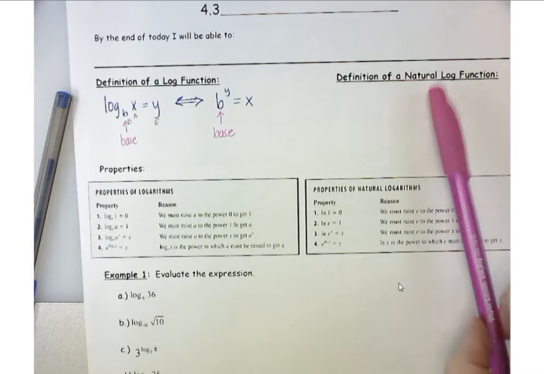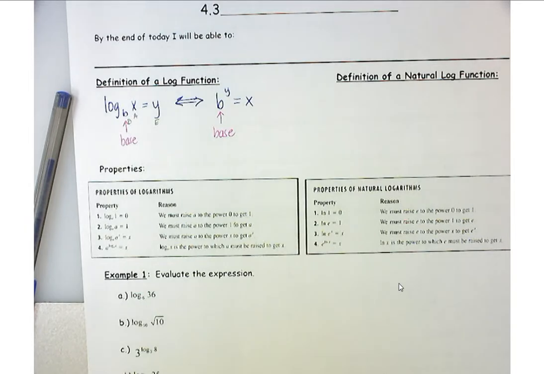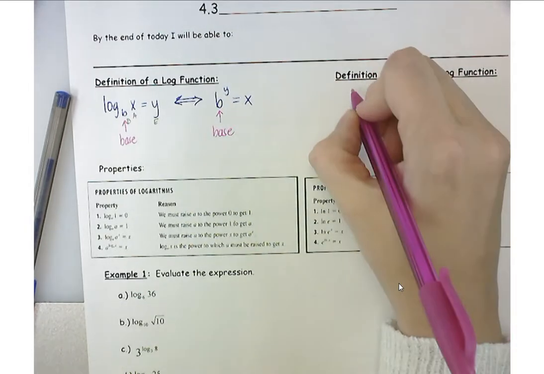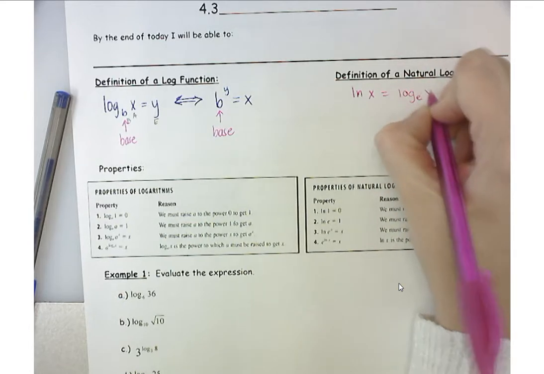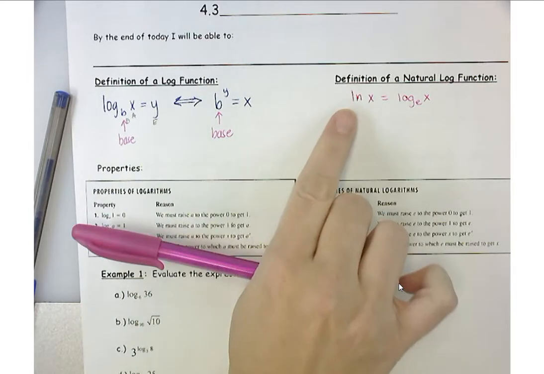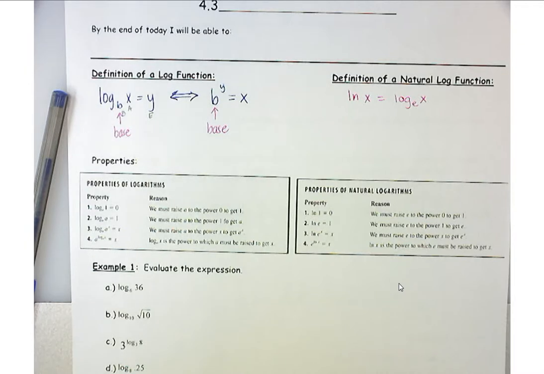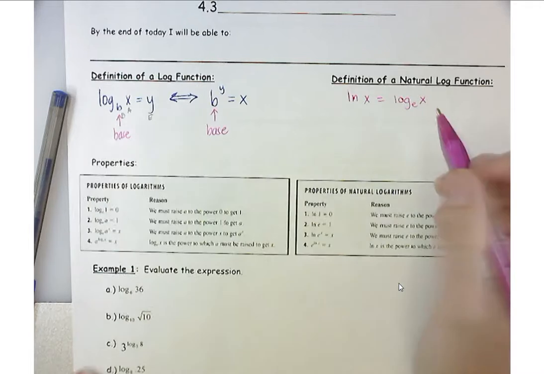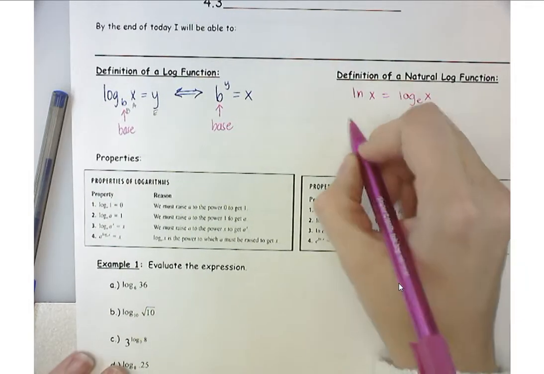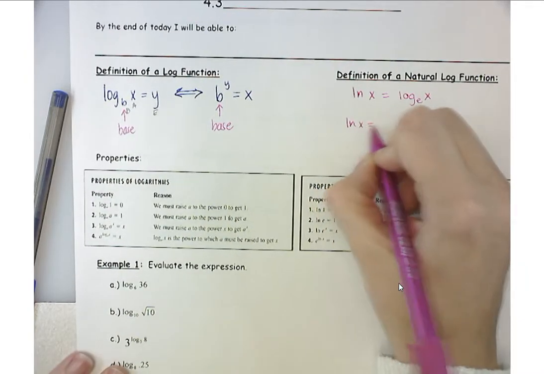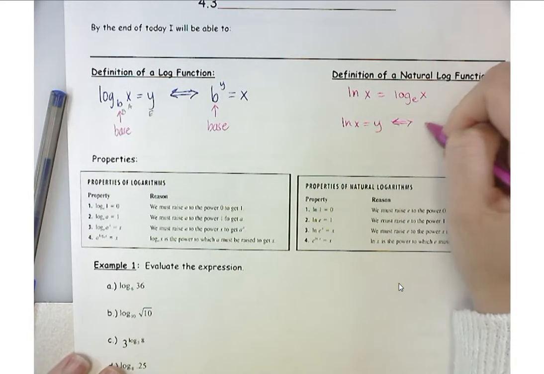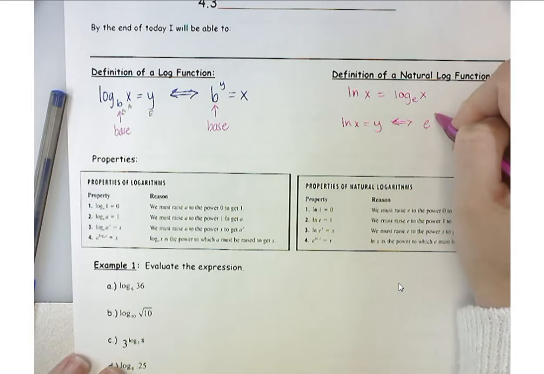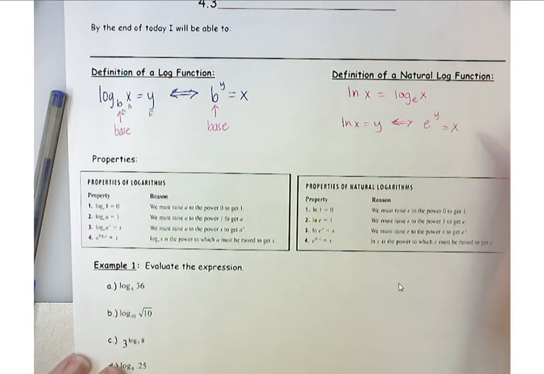A natural log function is just a log with a base of e. So log base e of x is written as natural log of x. That's called your natural log function. And then just like in this format, if you had the natural log of x equal to y, you could rewrite this as e to the power of y equals x.